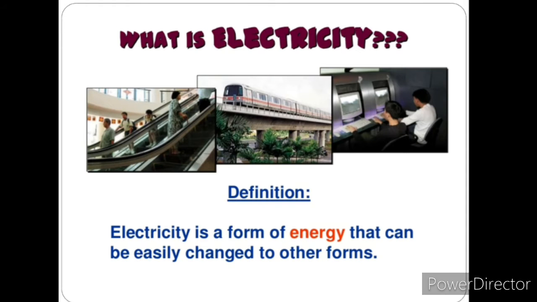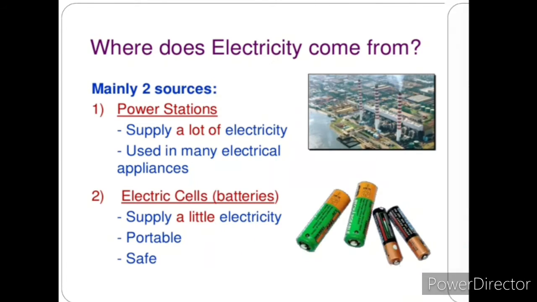What is electricity? You know very well in our day-to-day life, electricity is a very essential thing. But what is electricity? Electricity is a form of energy that can be easily changed from one form to another form. Do you think from where we get the electricity? From where does electricity come?